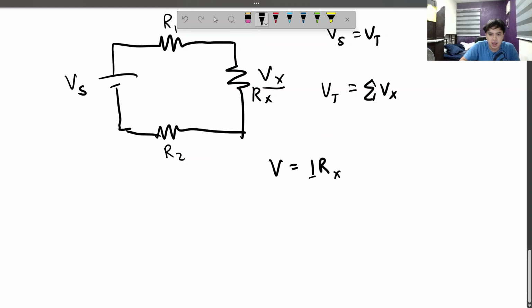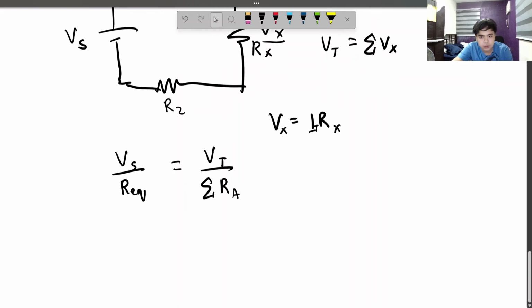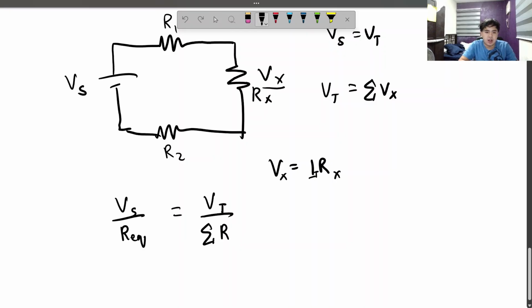So IT times RX. What is IT? This is going to be VX. VX equals IT RX. What is IT? Well, we can find the current using the voltage source over the R equivalent. And in a series circuit, it's the sum. So V source, or V total at this point, over the sum of R times all of them. Let's just say RS for our sum, something like that.